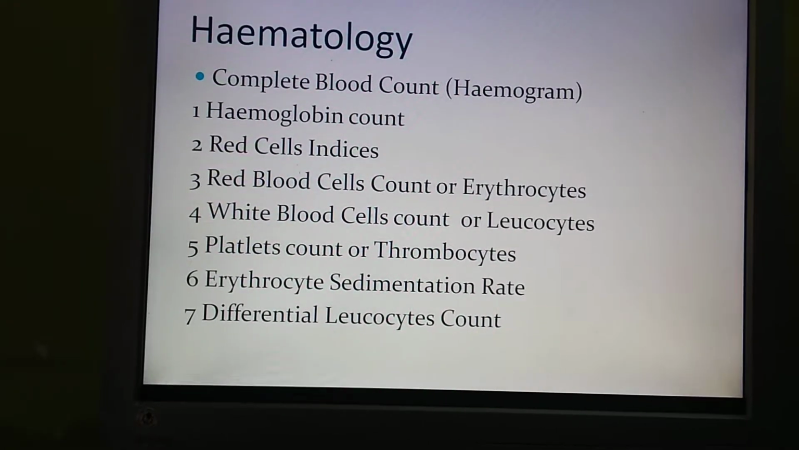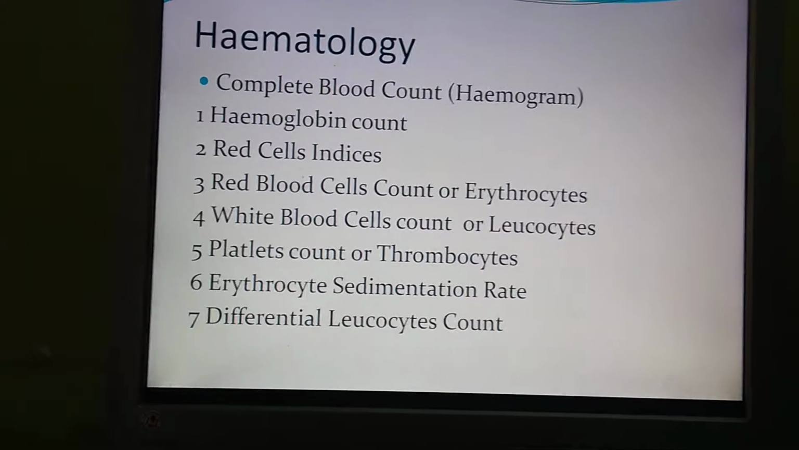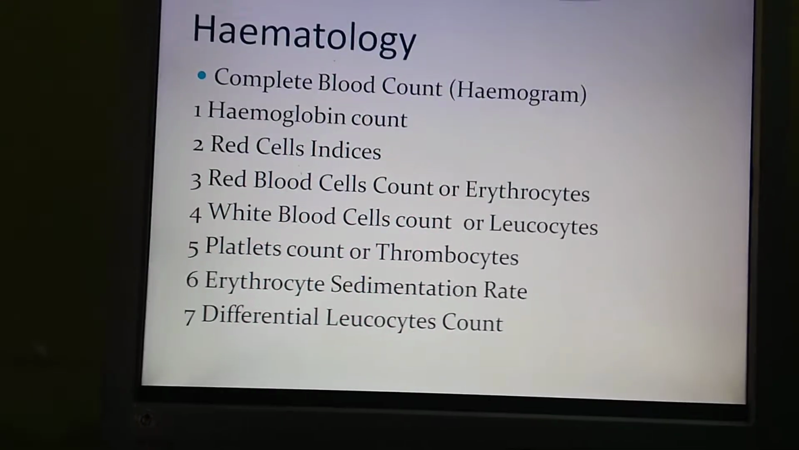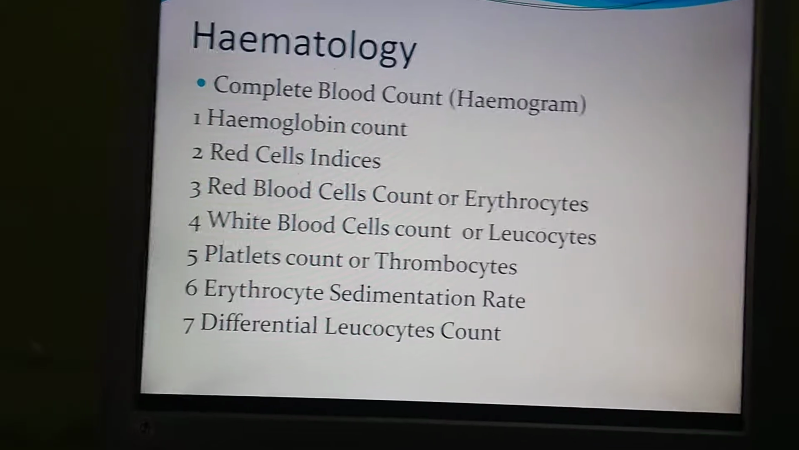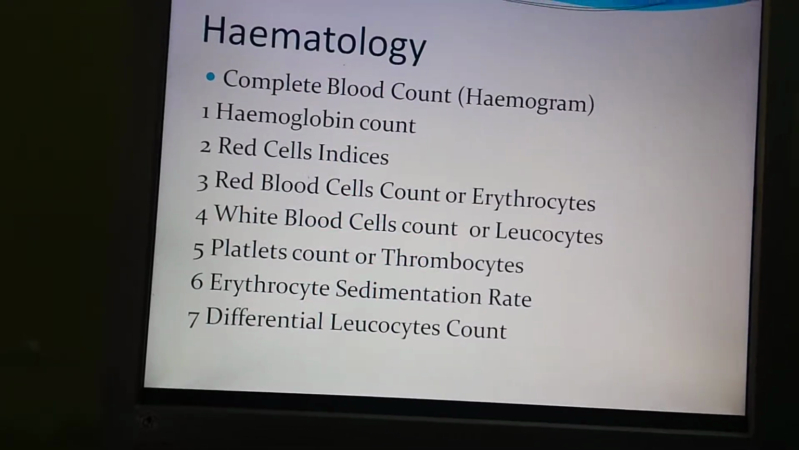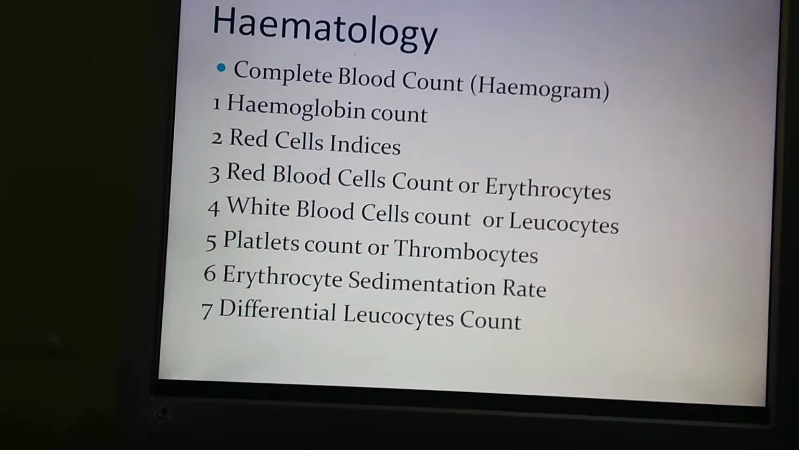Leukocyte means WBC. You are aware that there are 5 types of WBC. So, you find out its percentage, shortly that is DLC or differential leukocyte count.